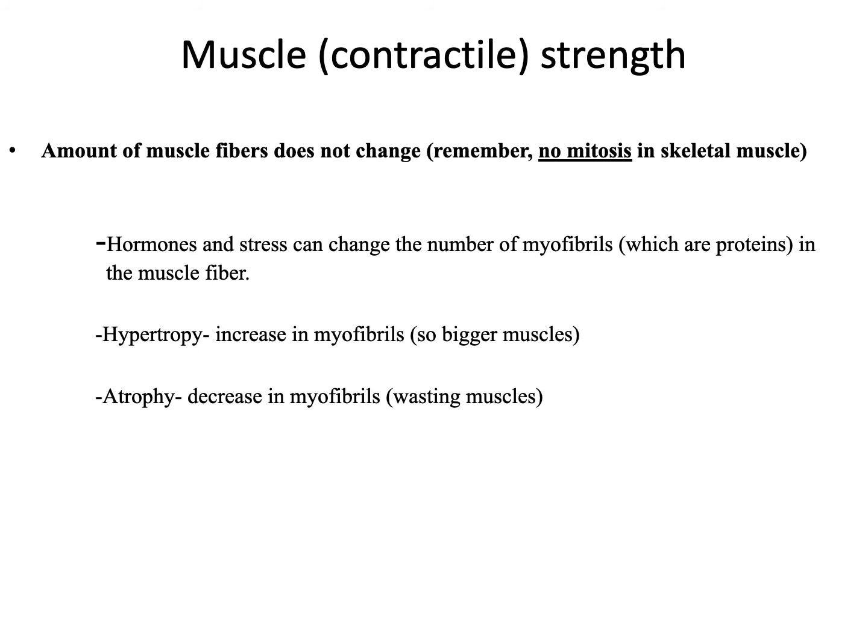Okay, remember, our skeletal muscles do not go through mitosis. So the number of muscle fibers doesn't change. So how do we get stronger? The more you exercise, the more myofibrils you're going to make, and the more actin and myosin, which are proteins, you're going to make.